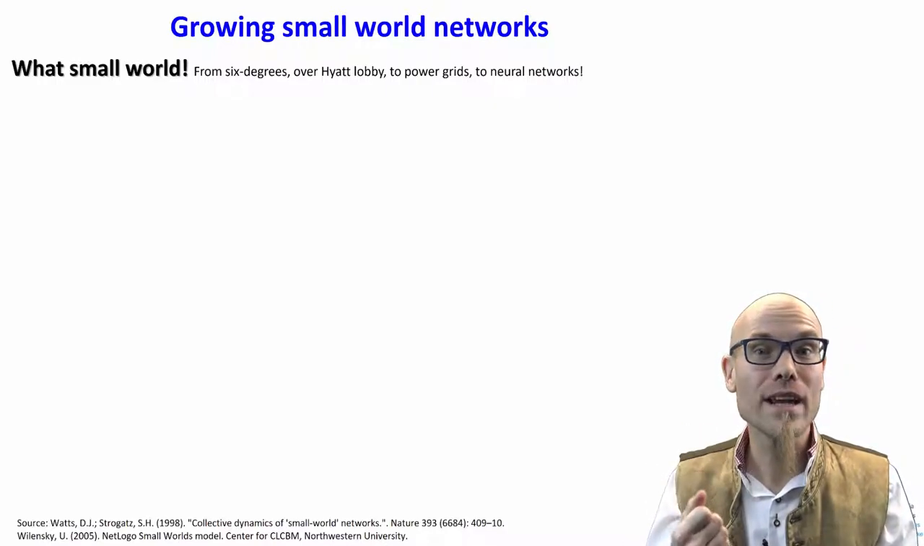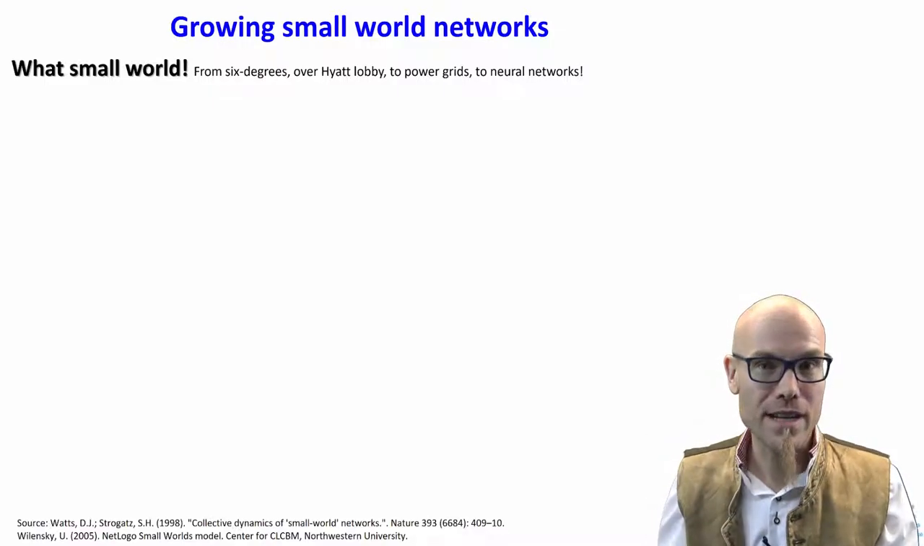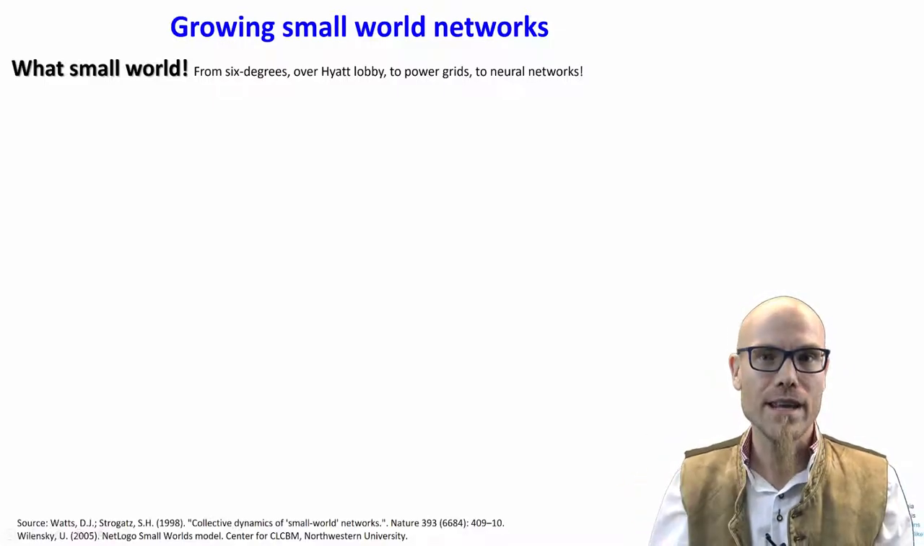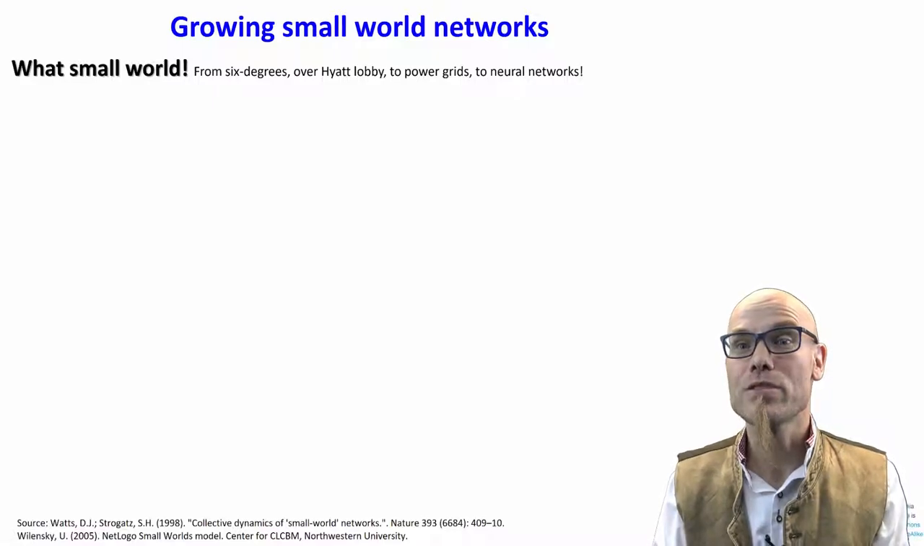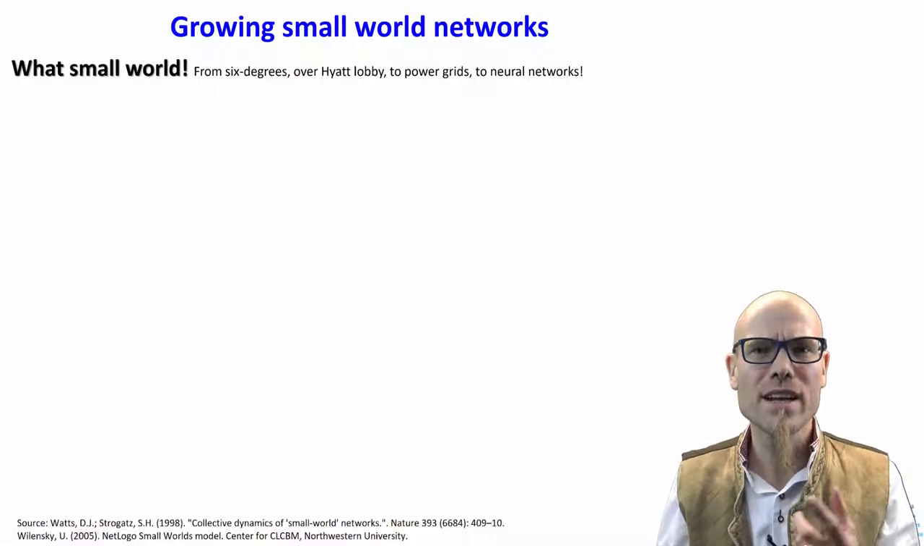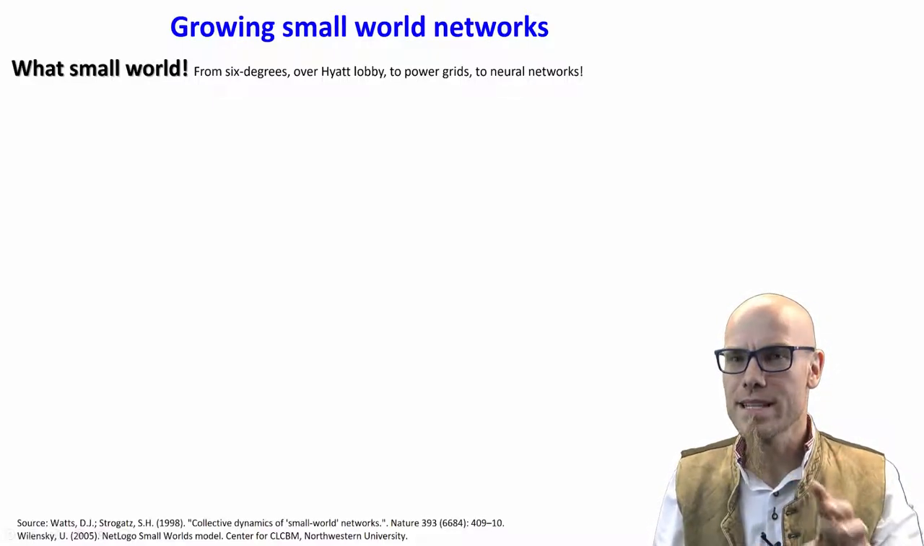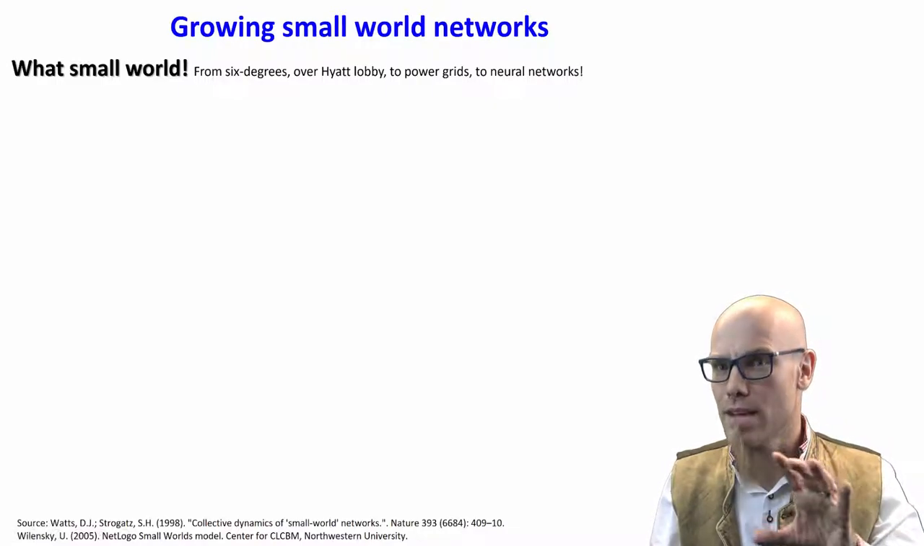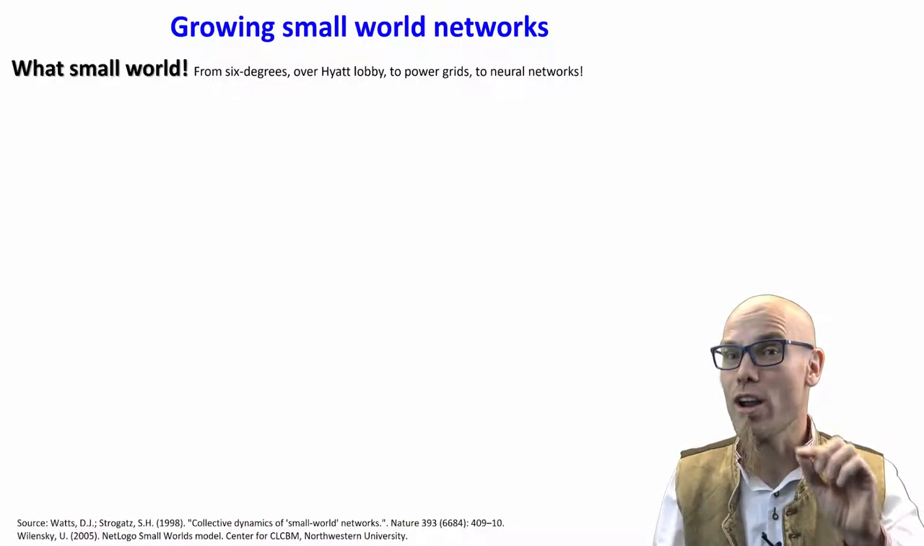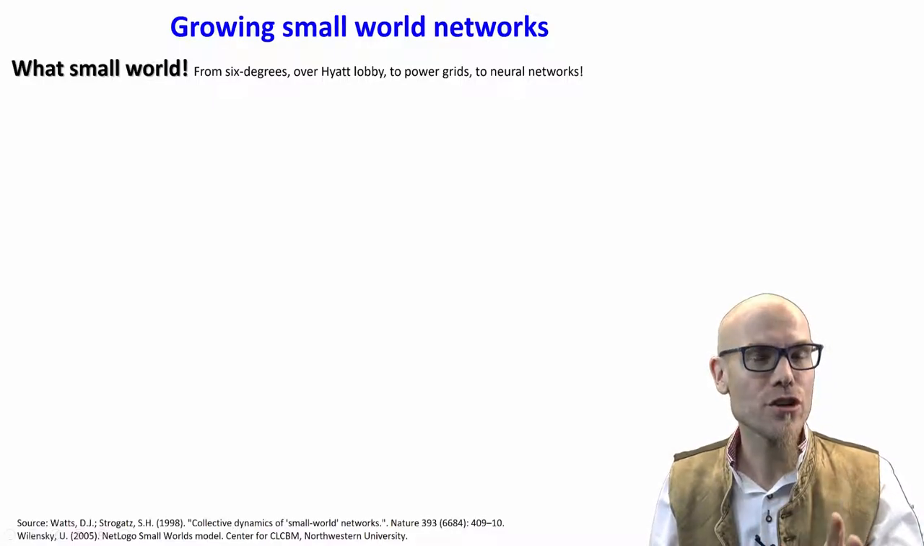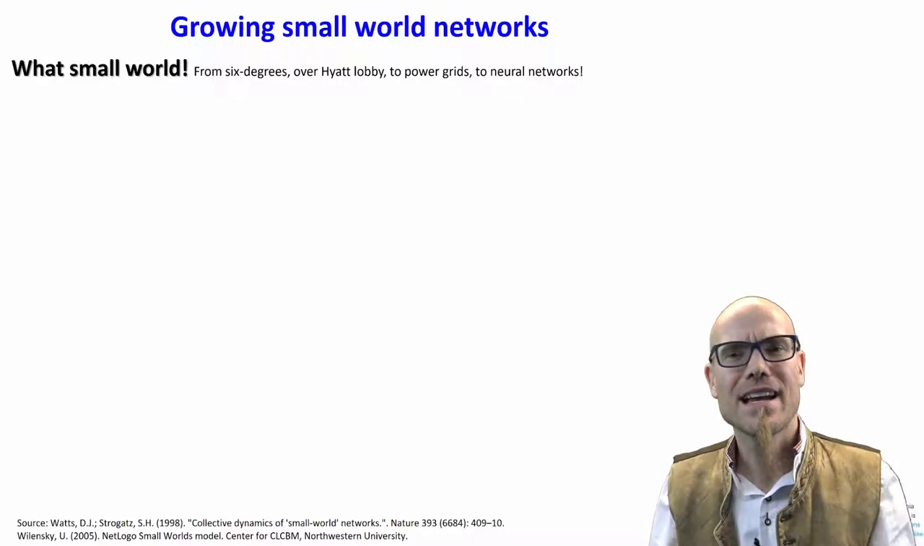Now, that doesn't only happen in social networks. Power grids and neural networks also happen to have a small world structure. So what are small world networks? The six degrees of separation argument is the small average path length. That's a very good indication. But actually, small worlds are technically defined by having two characteristics.